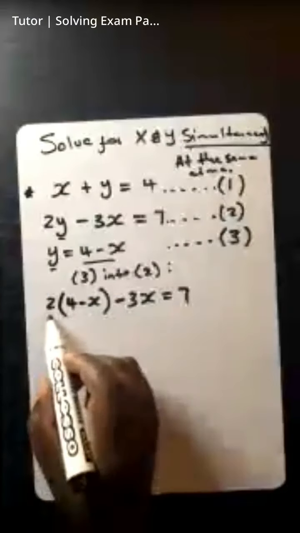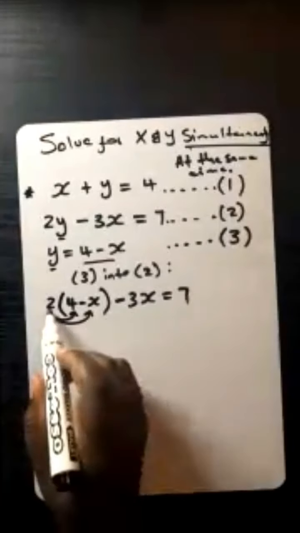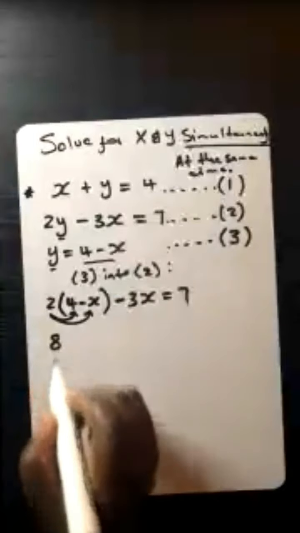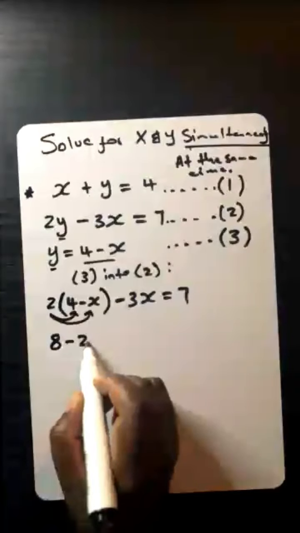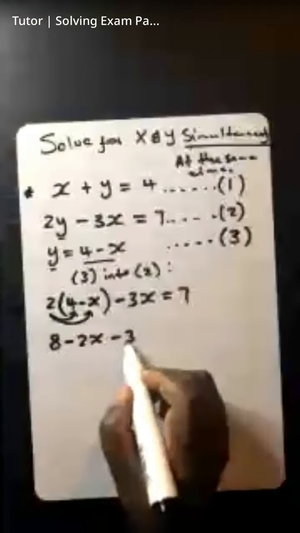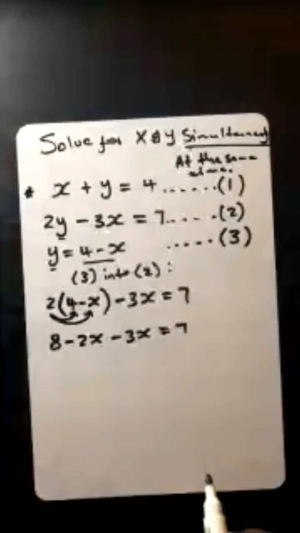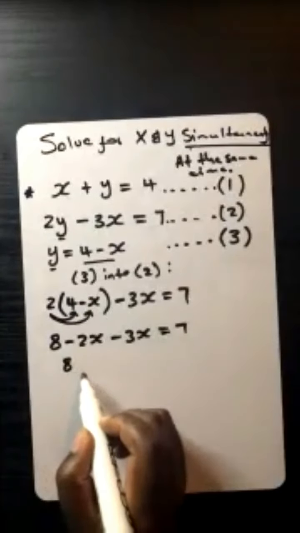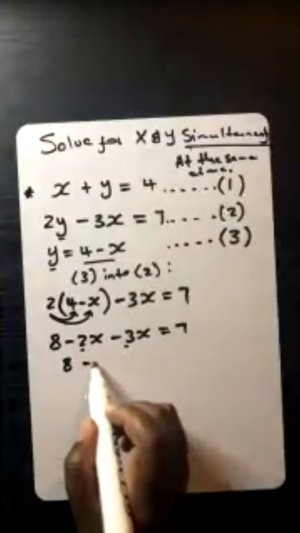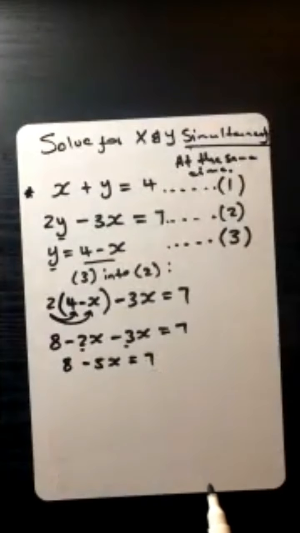So in this case, we've got the brackets there, which means we are going to say that multiplied by that and that multiplied by that. So 2 times 4 equals 8. 2 multiplied by that equals minus 2x. Anything else remains the same, equals 7. Then, obviously, we can work out the like terms. So we've got 8 minus 2x minus 3x, which is minus 5x, equals 7.